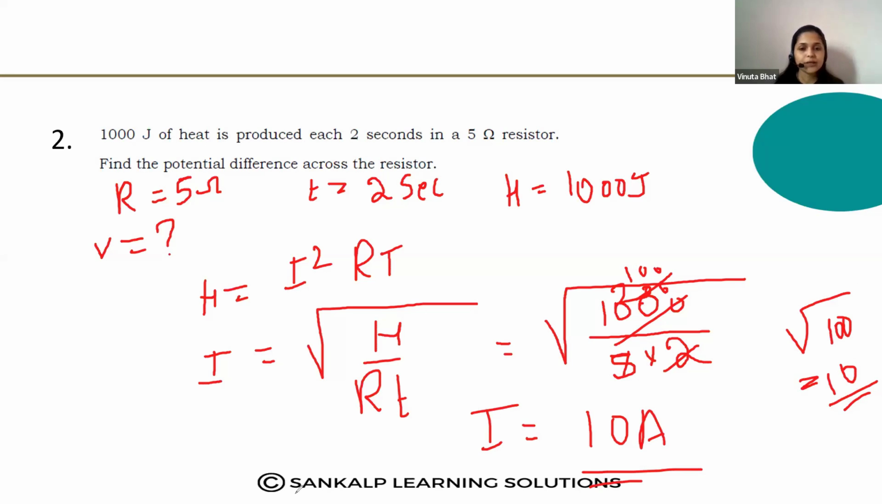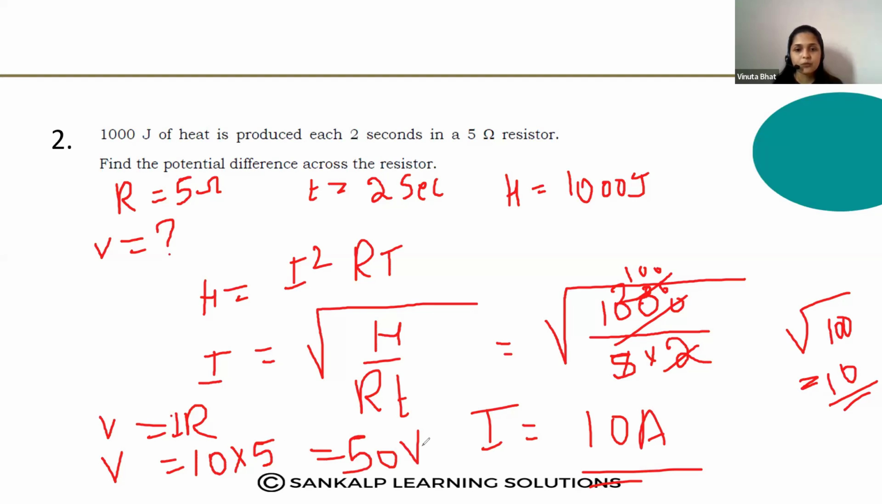Then we have to find out V. We know the formula: V is equal to I into R. We don't know the value of V. I is equal to 10 ampere and R is equal to 5 ohm. That is equal to 50 volt. What is the value of V? That is 50 volt. So 50 volt is the correct answer.